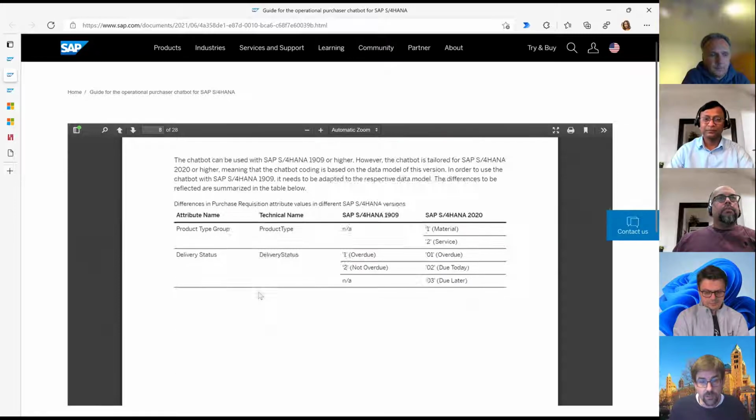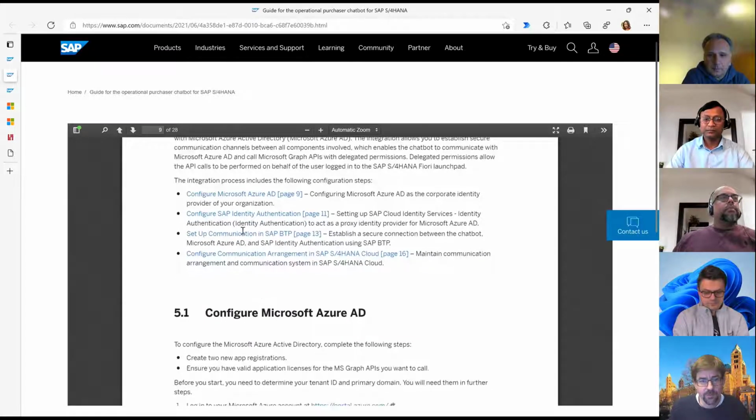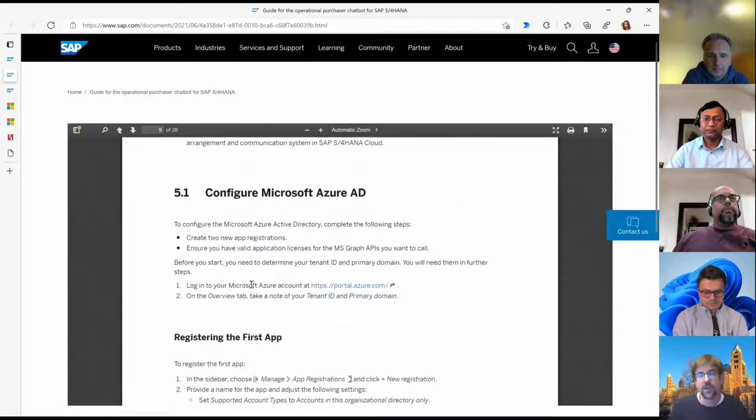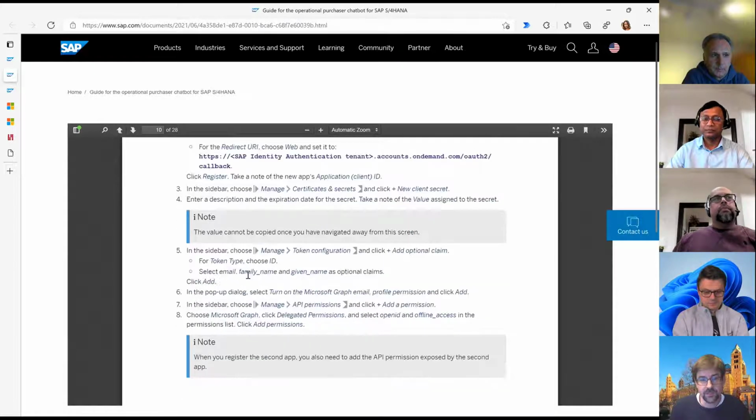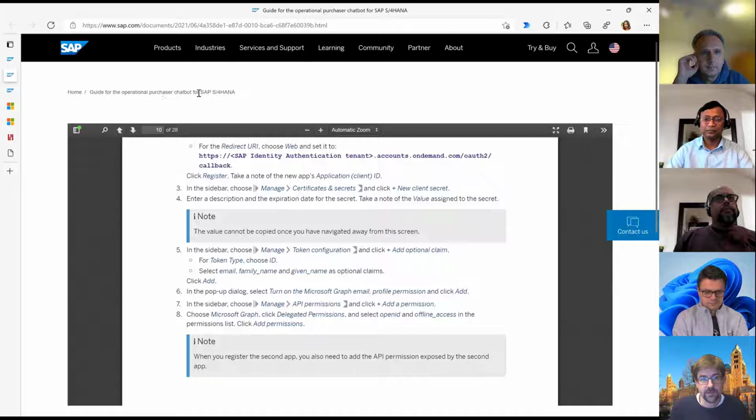There is also a link to the developer center where you can download the resources to get started. I think this is a nice tutorial, a nice instruction of how you can integrate Teams or create a chatbot scenario in S/4HANA.